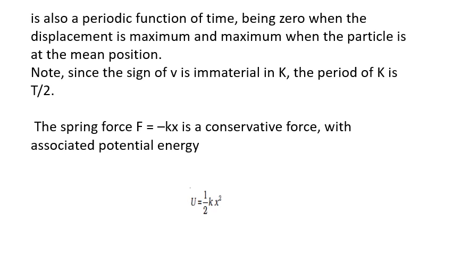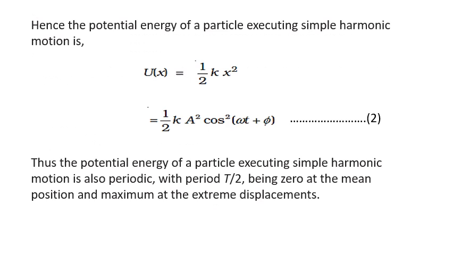The spring force F equals minus kx is a conservative force with associated potential energy equal to half kx square, as derived in the work, energy and power chapter. Hence, the potential energy of a particle executing simple harmonic motion is half kx square. By putting the value of x as A cos(omega t) and squaring it, you will get the potential energy of the particle.